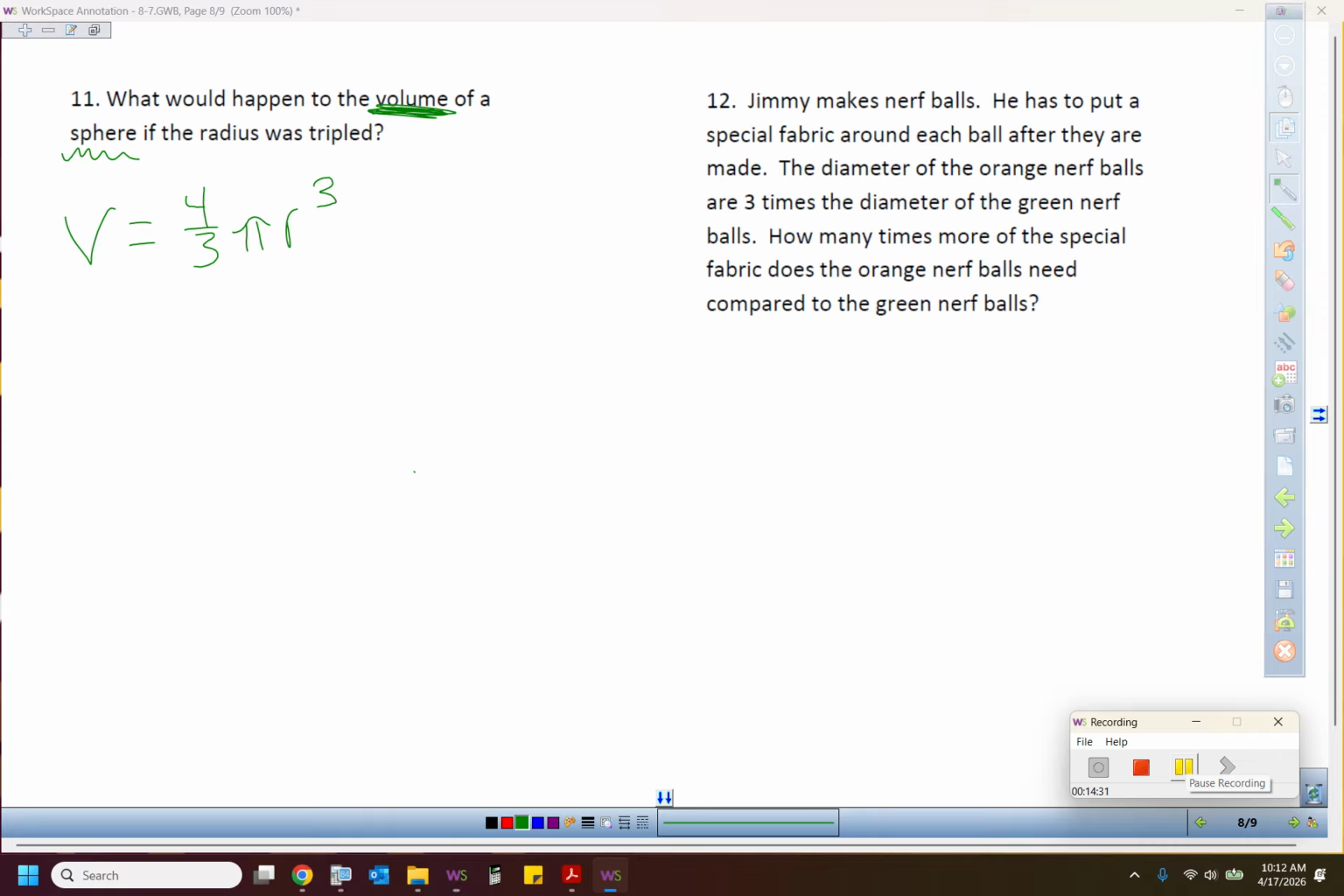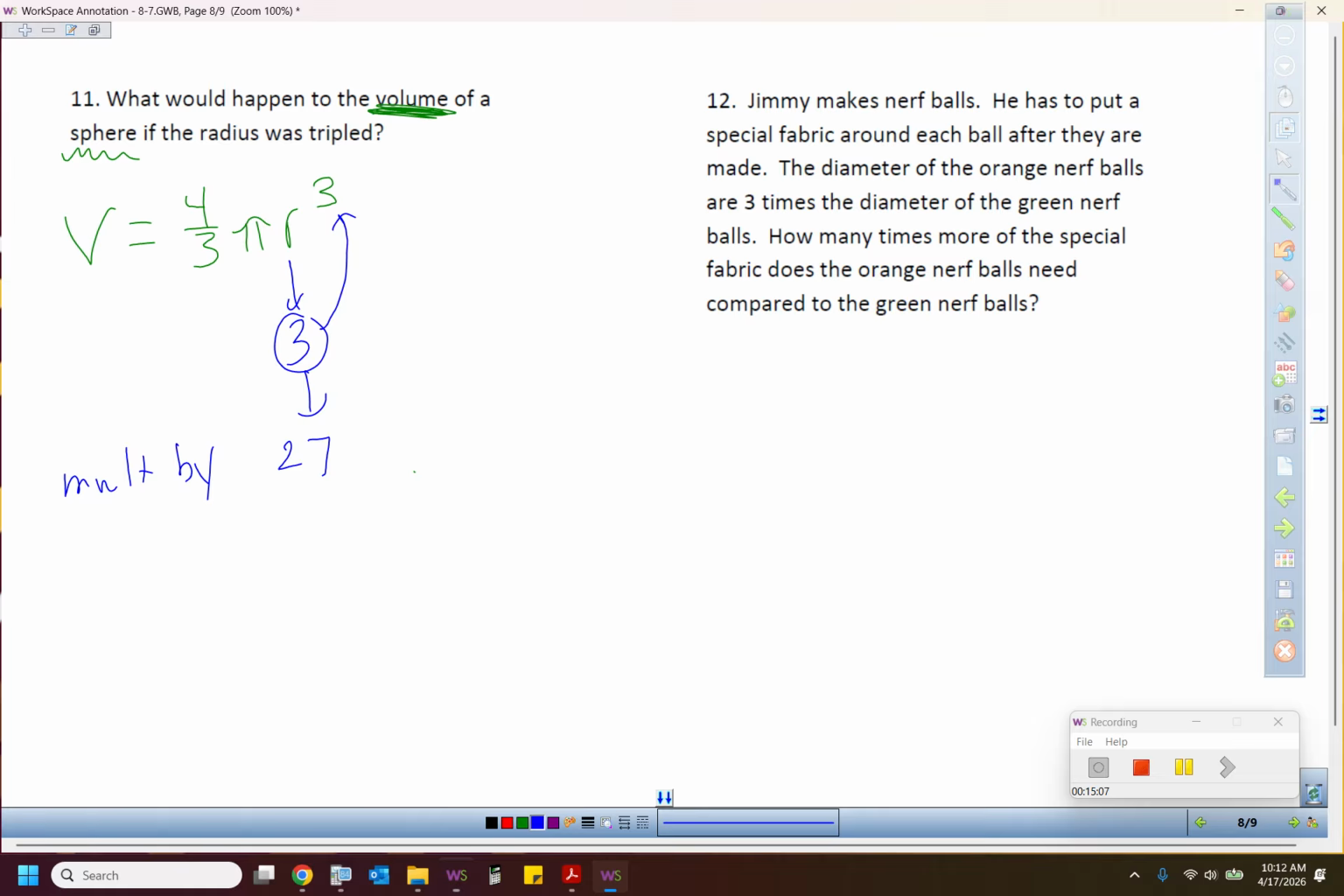So let's drop an arrow. They say the radius was tripled, so ba-boom, and then we do that. And what number should pop out of the drop arrow system for this guy? 27. It's not 3 times 3, it's 3 to the third, right? So multiplied by 27. That's the basics of the drop arrow system.